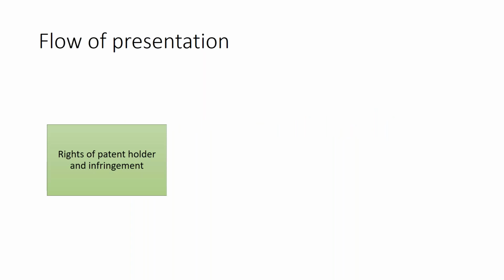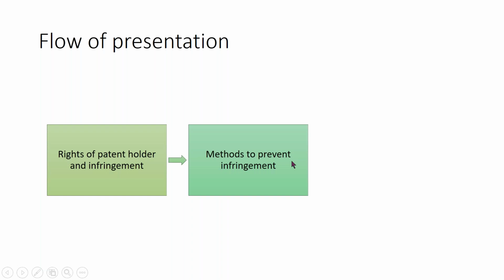The flow of the presentation is going to be, before we understand patent infringement, it's very important to understand the rights of the patent holder, because patent infringement is nothing but a violation of the patent rights of a patent holder or patent owner. We also call it a patentee. Once you understand what rights a patent holder has, it's very easy to understand how infringement happens and how we can avoid it. And then I will also try to enlighten you on the small steps that you can take to avoid infringement of patent rights.